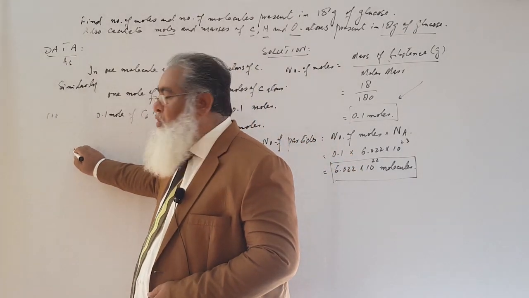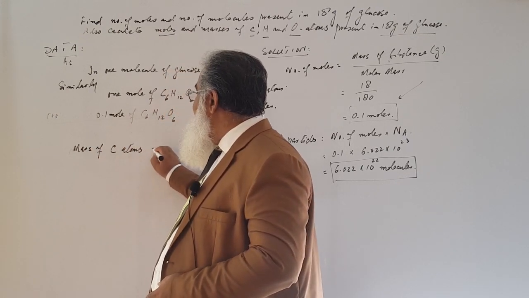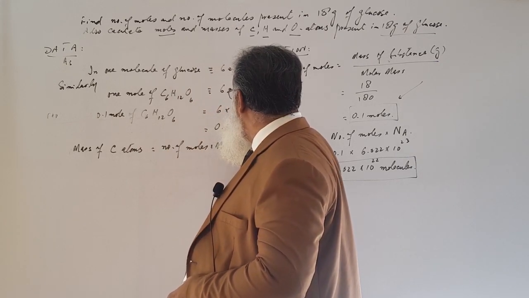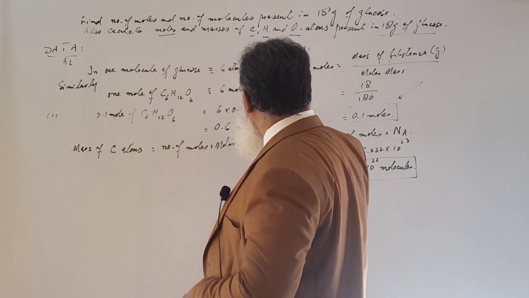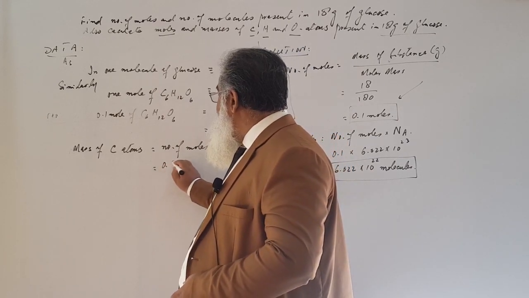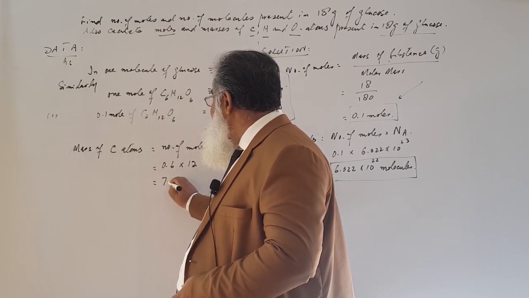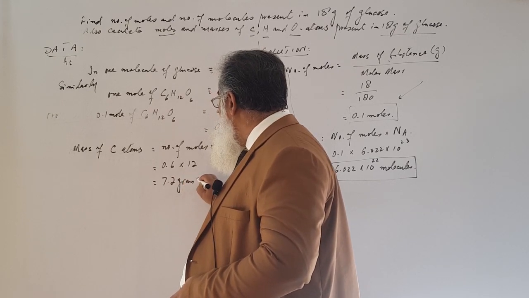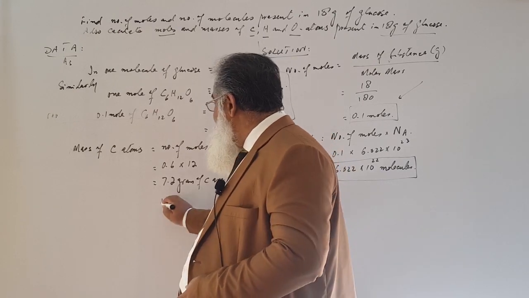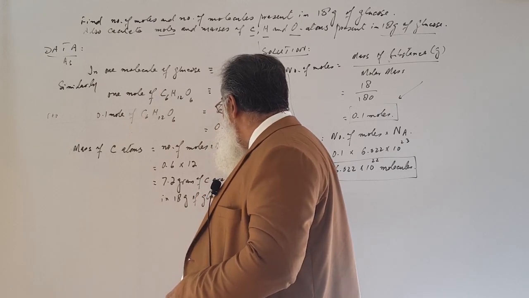Now, when the number of moles is known, how can we find mass? Mass of carbon atoms is equal to number of moles into molar mass. As the number of moles of carbon is 0.6 and the molar mass of carbon is 12, hence 7.2 grams of carbon are present in 18 grams of glucose.